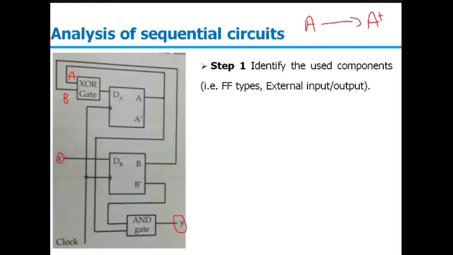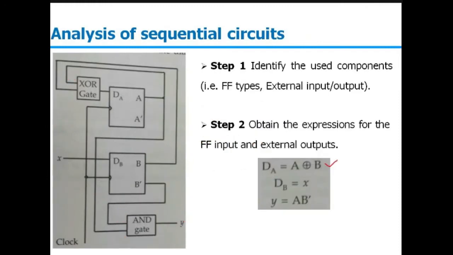In this case, I have DA as an input. So what is DA? DA is A XOR B. DB will be X, and Y will be A B bar. So this is my B bar input and here I have A. So Y will be A B bar. So we have obtained the expressions of our flip-flop inputs and external output: DA, DB and Y.